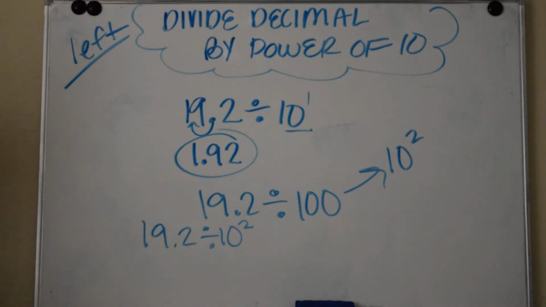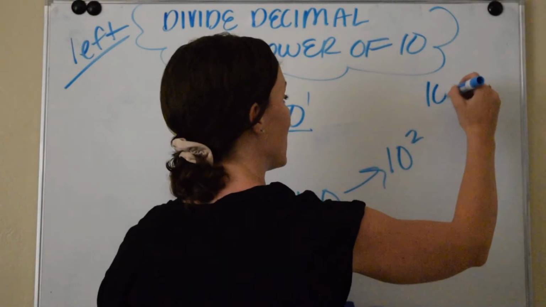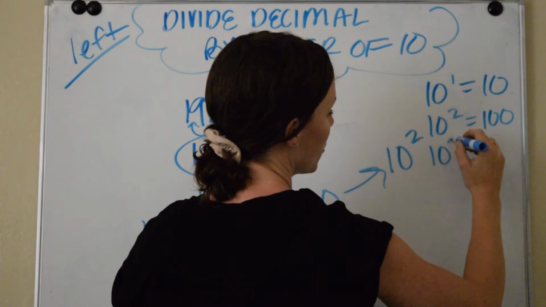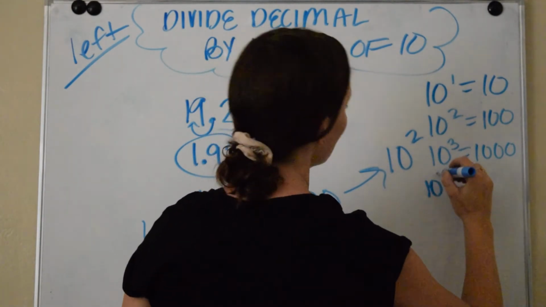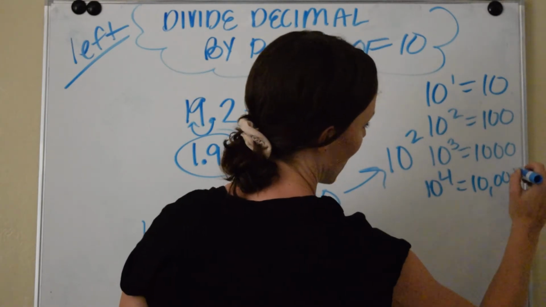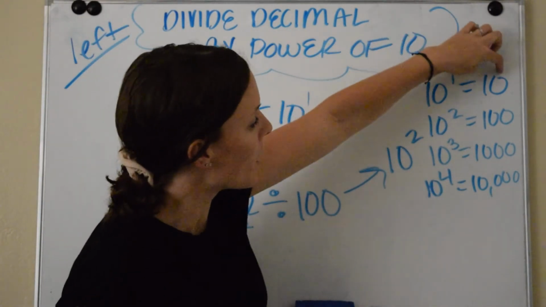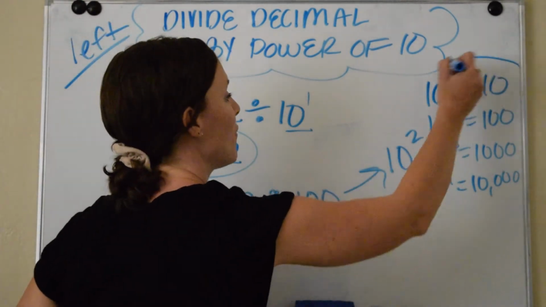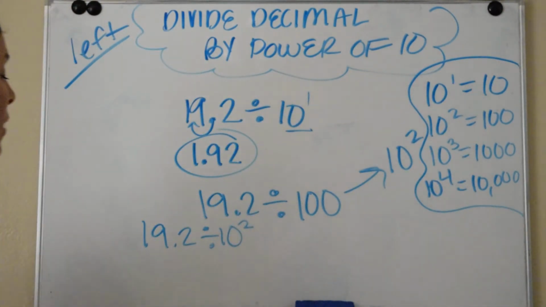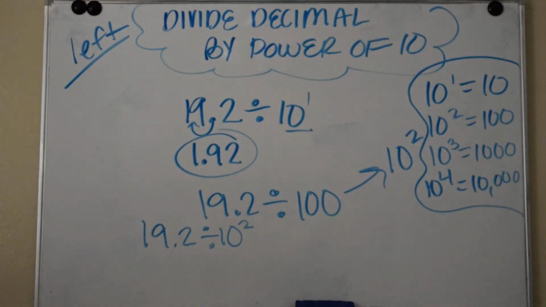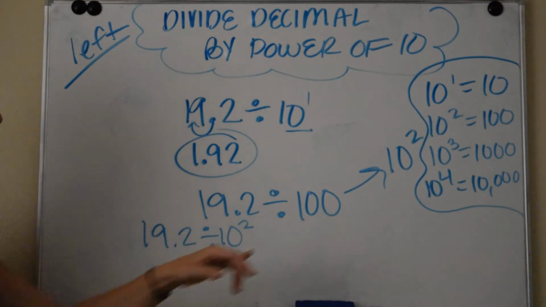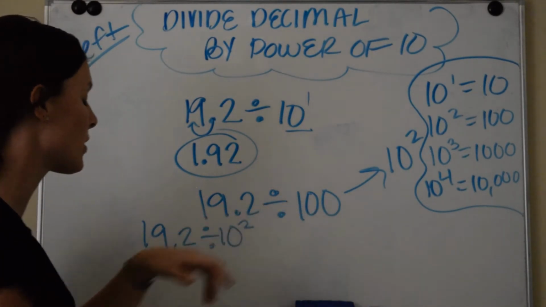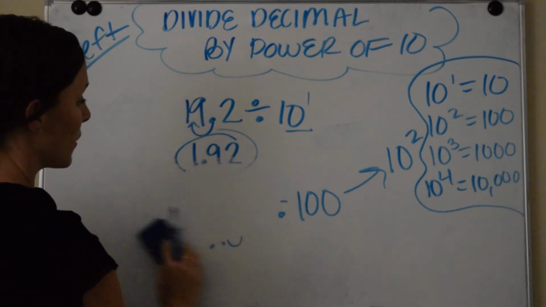Okay, if you see that, if it helps you, I would write down what all of those mean. 10 to the first is 10, 10 to the second is 100, 10 to the third is 1,000, 10 to the fourth is 10,000. You guys see the pattern? It tells you how many zeros. 1, 2, 3, and 4. So don't get confused when they have that in their division or even their multiplication problems. They're just rewriting it using exponents, okay? So 19.2 divided by 100 is the same thing as 19.2 divided by 10 squared, because 10 squared is 100. So let's rewrite it up here so we can see.